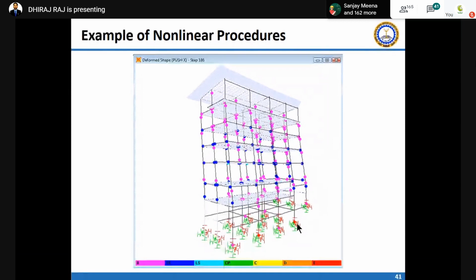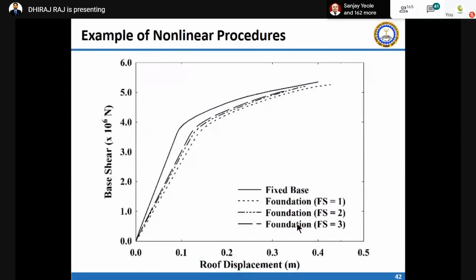How? If you use this with the nonlinear static procedure, especially when you are doing pushover analysis, you have to consider the foundations, because if you consider your foundation, you can see clearly that your pushover curves are actually different and going to the lower side. So from this example, it is very clear that we should use foundation springs and other things while we are conducting nonlinear analysis of buildings.